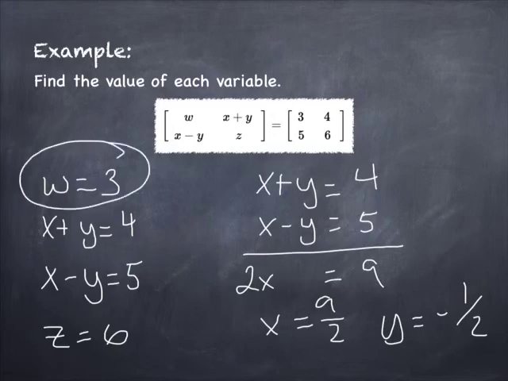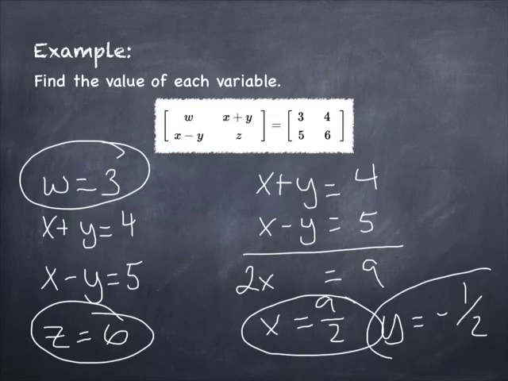So w is 3, z is 6, x is 9 halves, and y is negative 1/2. This only works if your two matrices are actually equal to each other and they have the same dimensions.